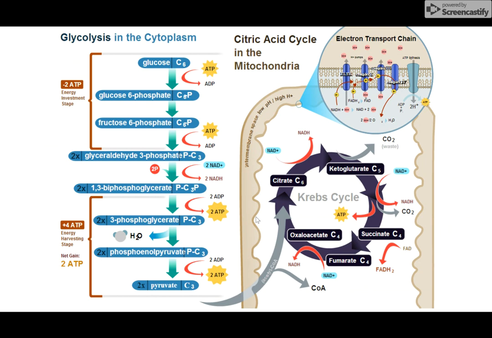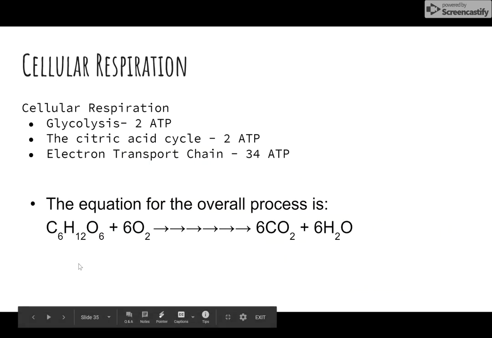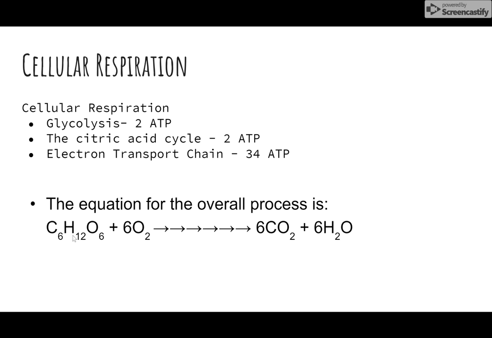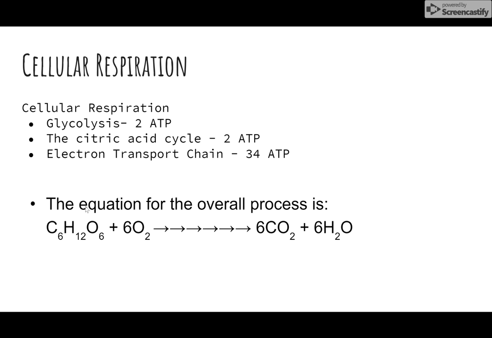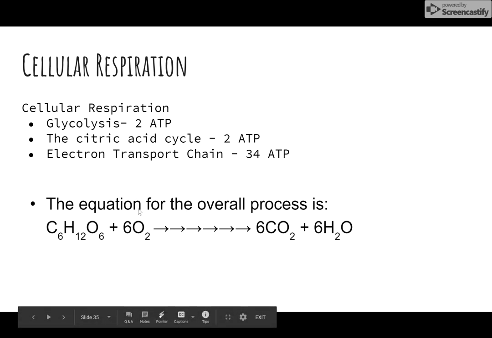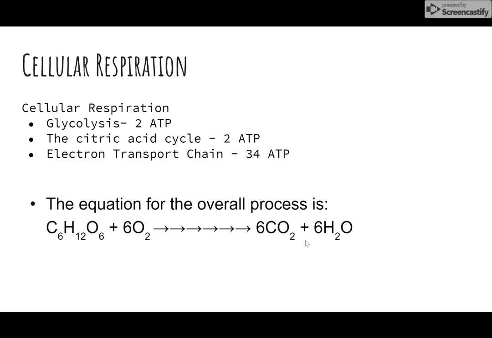This is kind of an overview of the process. This chemical equation is the chemical equation for cellular respiration. And if you notice, it's the opposite of photosynthesis. The products that we get in photosynthesis are the reactants for cellular respiration, and the products for cellular respiration are the reactants for photosynthesis.